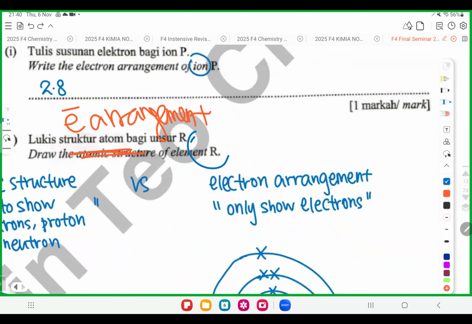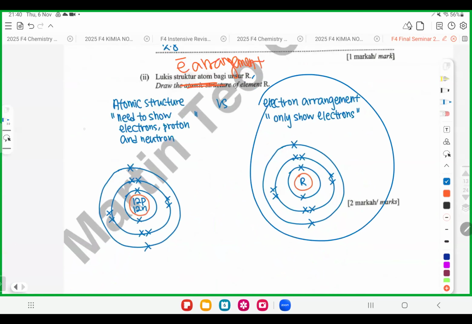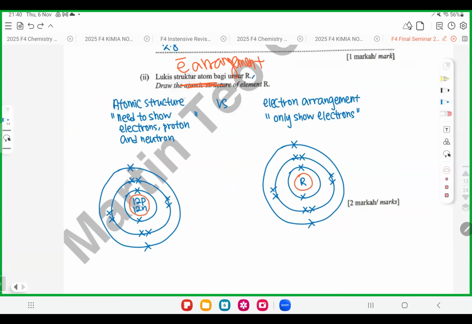Understand? So you all must really know the difference between electron arrangement and atomic structure. Electron arrangement only draw electrons. No need to draw proton and neutrons. Atomic structure need to draw everything. Electrons, proton, and neutron. That's it. Okay? So this is something very important. Okay, a very simple thing, but it's so important.